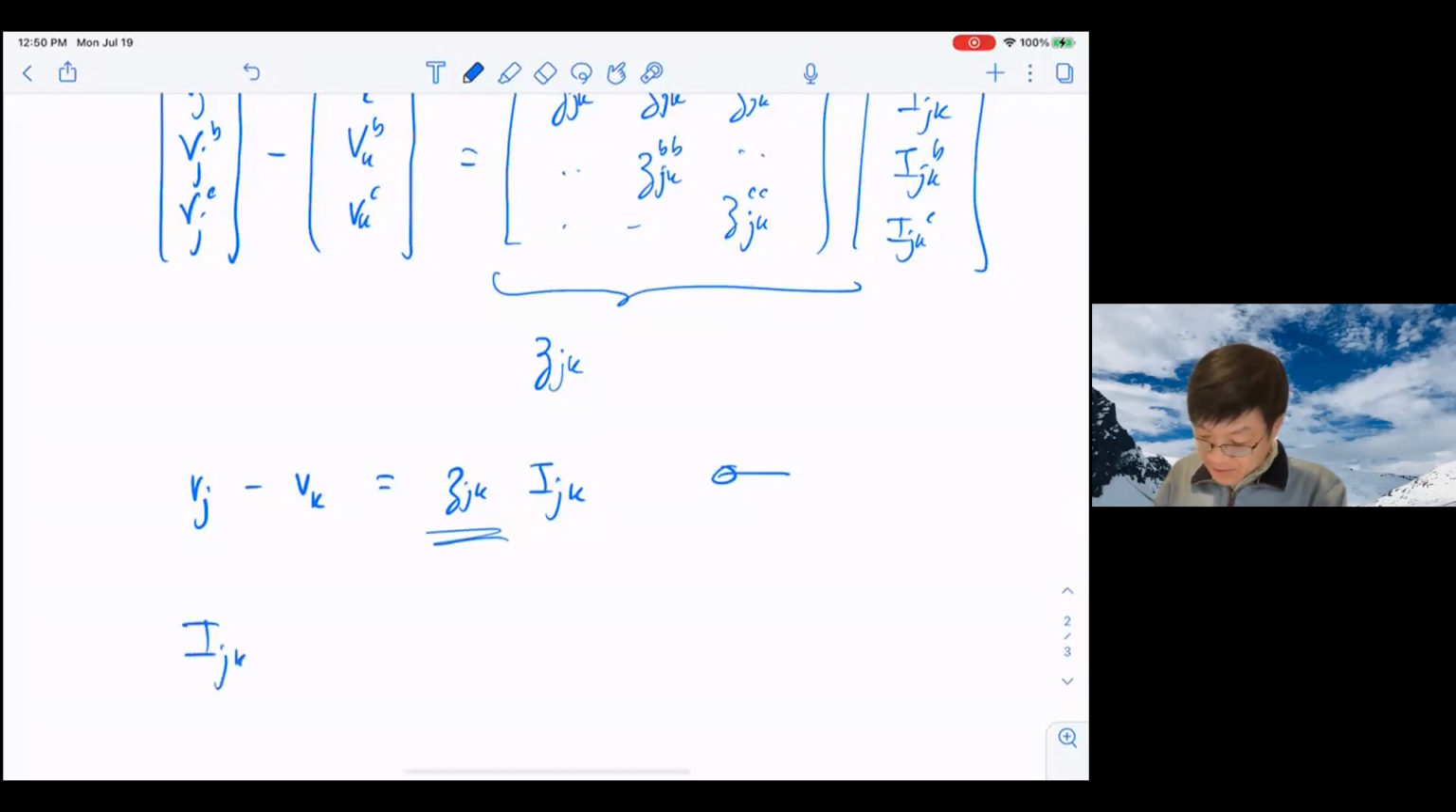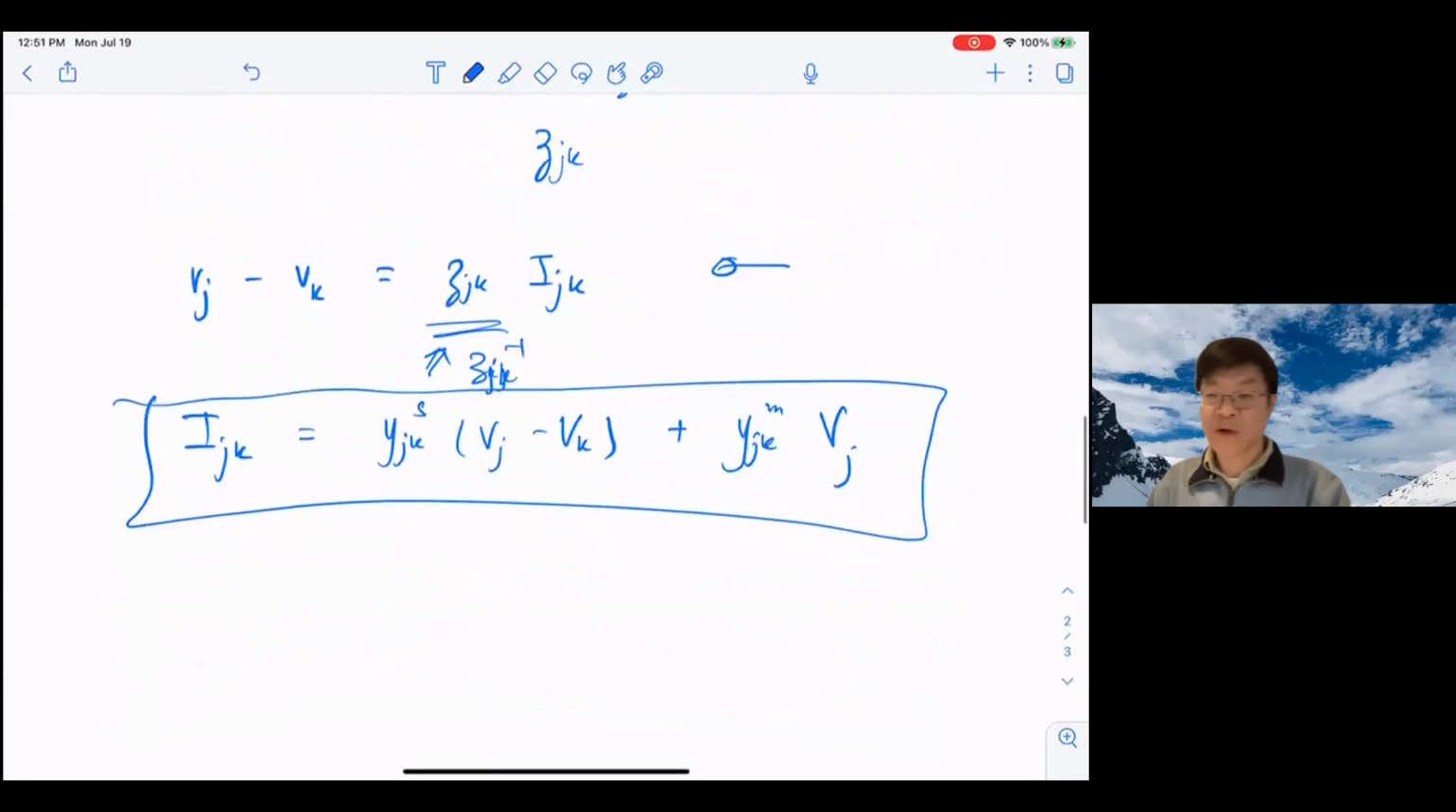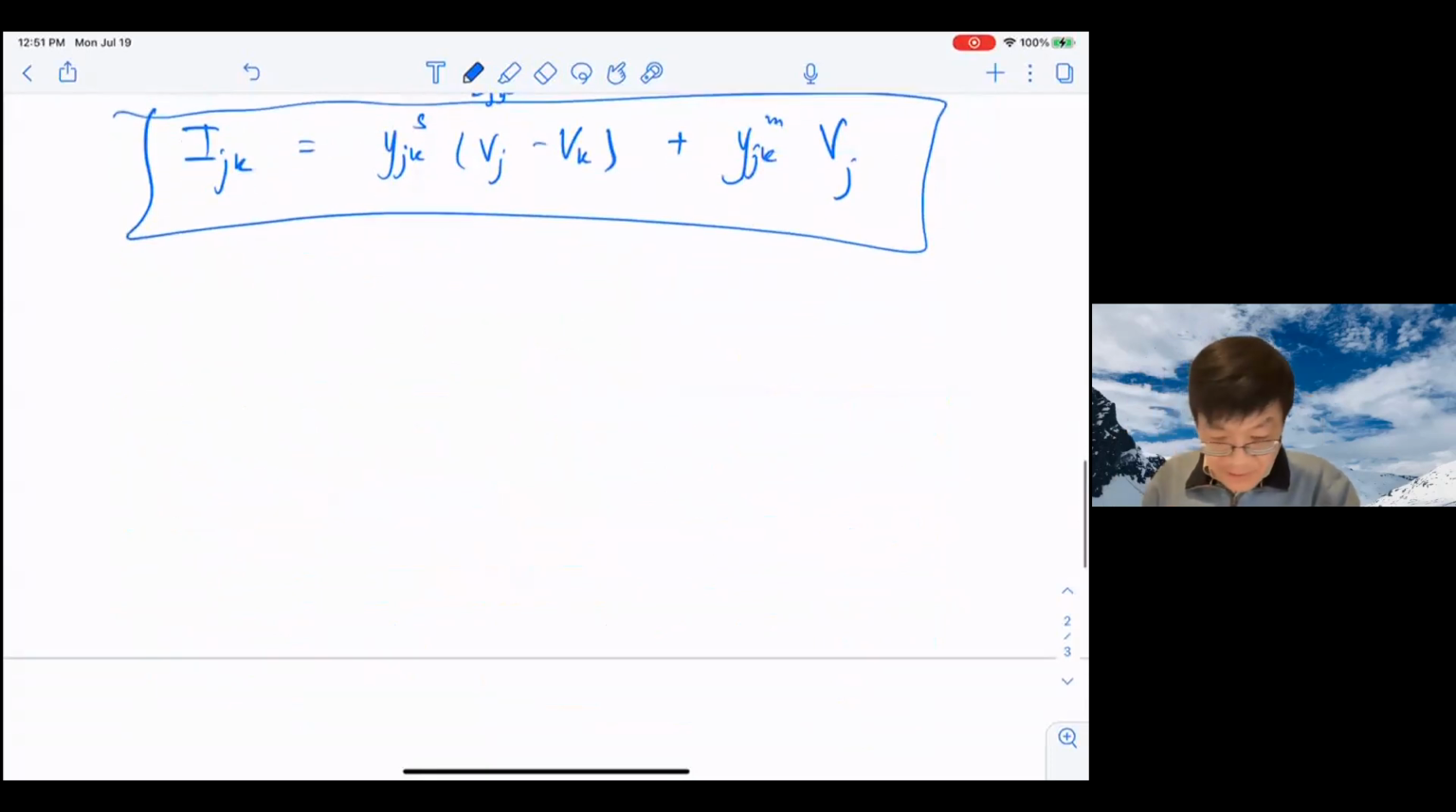That you look at I_jk, which is a three-dimensional vector, is y_jk(s), where y_jk(s) is the inverse of that, z_jk inverse, okay? The series impedance inverse, times V_j minus V_k, the three-dimensional vector, plus some other 3x3 matrix. So this is the equation for a three-phase unbalanced system with shunt admittance that models the three-phase line, okay? So that's the three-phase line model.